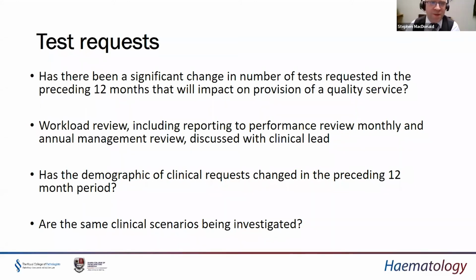Can we review the number of test requests? We do this reasonably well in the laboratory. I think we have KPIs for workload assessments that we monitor quite closely, but we need to make sure that the number of tests, as well as the demographics of the patients who are having those tests requested on them, isn't changing significantly. Because if they do change significantly, then that might have an impact on what the requirements of our testing repertoire is. And we've seen this recently, and I'll come to this later on.